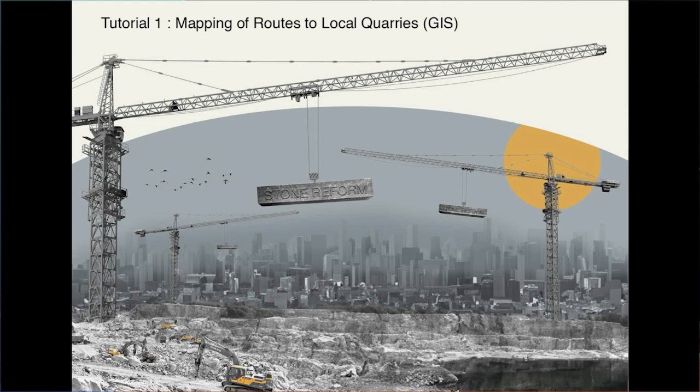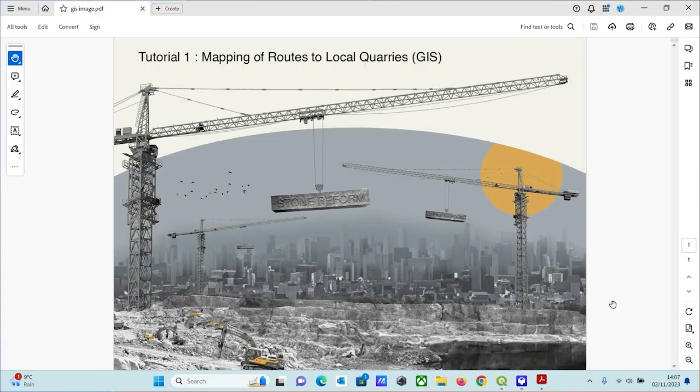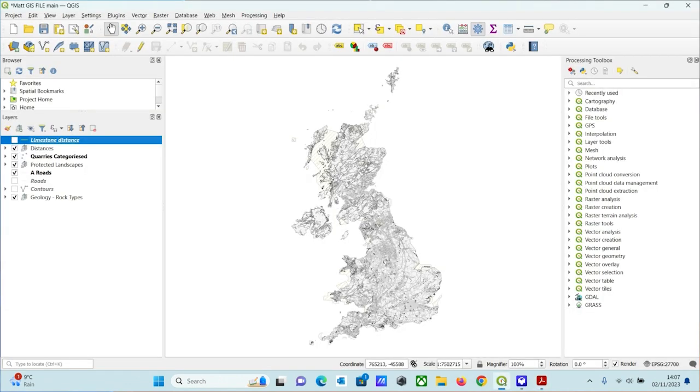Today I'm going to be taking you through a tutorial on how to map local routes to quarries using GIS software. So first things first, you're going to want to open up our GIS file that we produced. This file showcases all of the different quarries, active and inactive in the UK, and the different protected landscapes, which are shown in green.